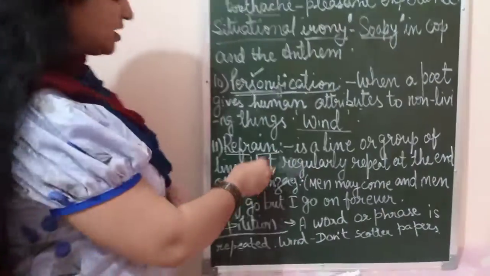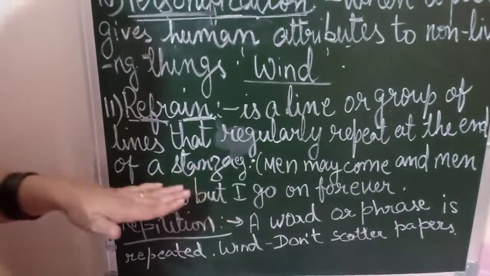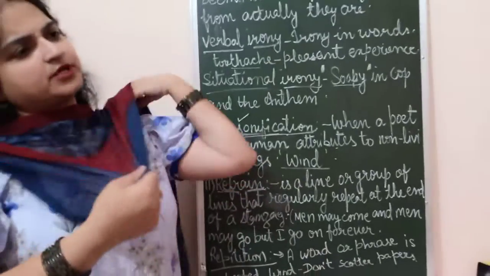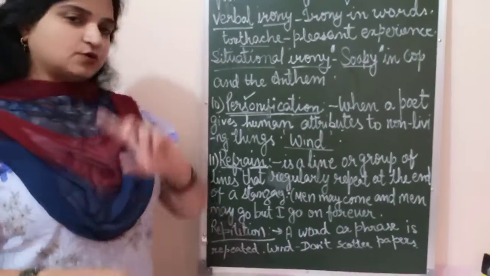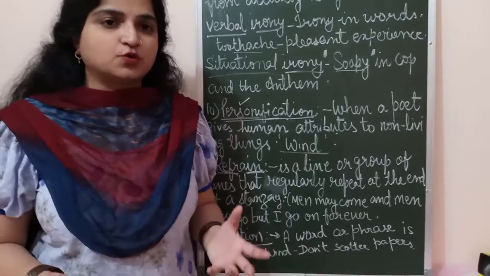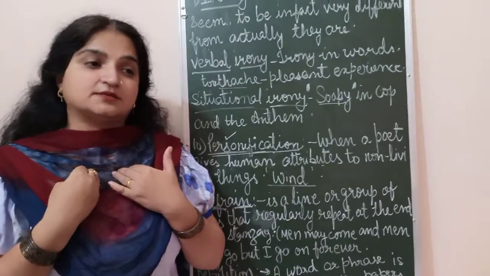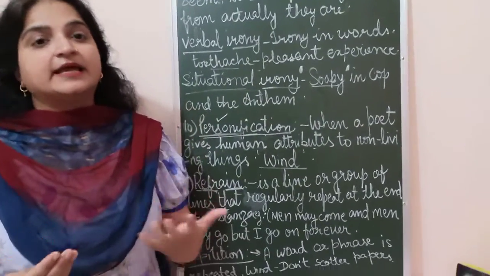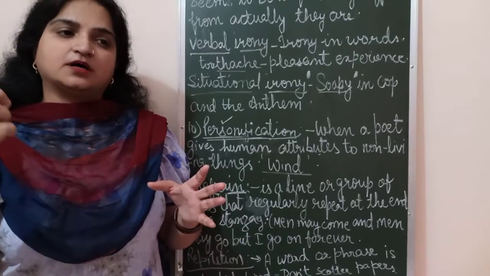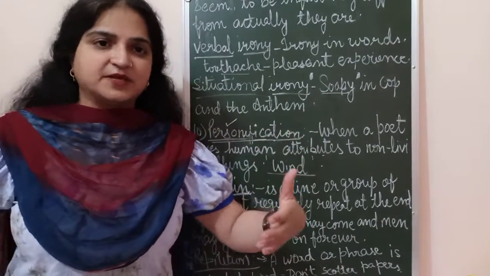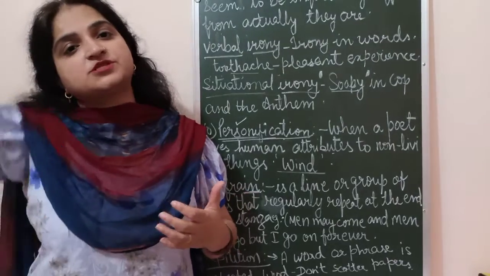Then is refrain. Now what is a refrain? Refrain is a line or a group of lines that regularly repeat at the end of a stanza. Normally we have a poem and the first line is repeated after every stanza. That is a refrain. Like in English there was a poem, The Brook. What is a brook? A brook is a small stream. In that poem, the poet has made the Brook itself speak, as if the poem is written in first person. The Brook says, I come from the haunts of coot and hern. The brook is personified, telling its story from its origin to its end.